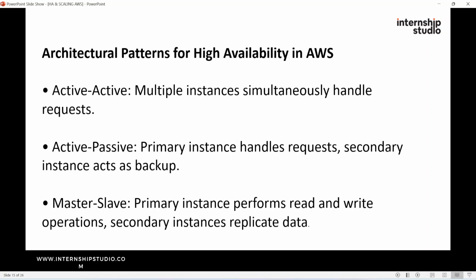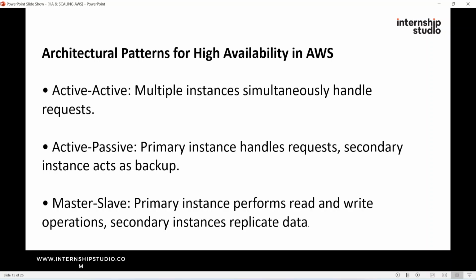There are some architectural patterns that we need to understand for high availability in AWS. First is active-active, which means multiple instances simultaneously handle requests. Next we have active-passive, where the primary instance handles requests and the secondary instance acts as backup. In case the primary instance can't handle one, the request goes to the secondary instance.